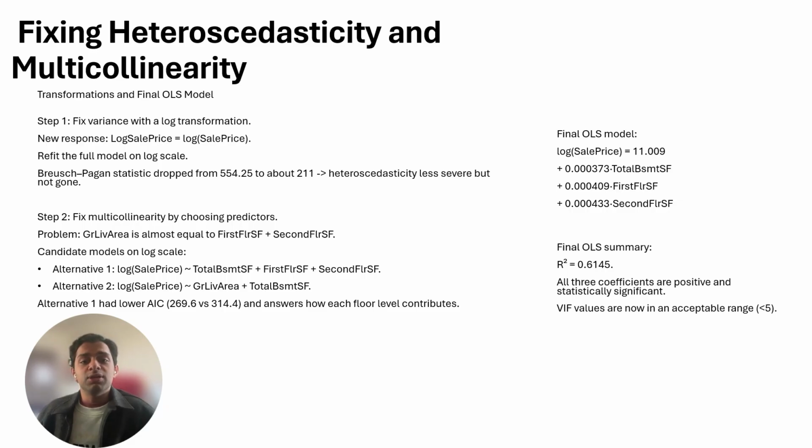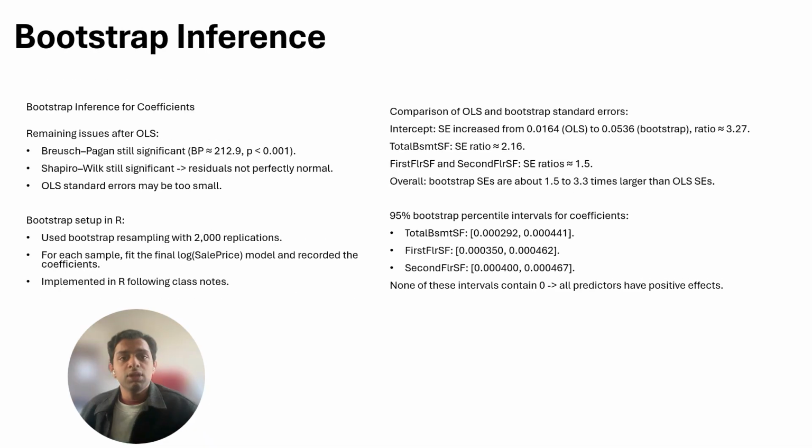And after that, we got an R squared of about 0.61, and all the coefficients were positive and significant, and the VIF values were now in acceptable range. Because the variance and the normality assumptions were still violated, we had to do something about trusting the standard errors. So in R, I used the bootstrap procedure with about 2,000 resamples, and the 95% bootstrap confidence intervals for all three coefficients stayed entirely above zero. So the basement, first floor, and second floor square footage all had a significant positive effect on sales price, as you can see here.